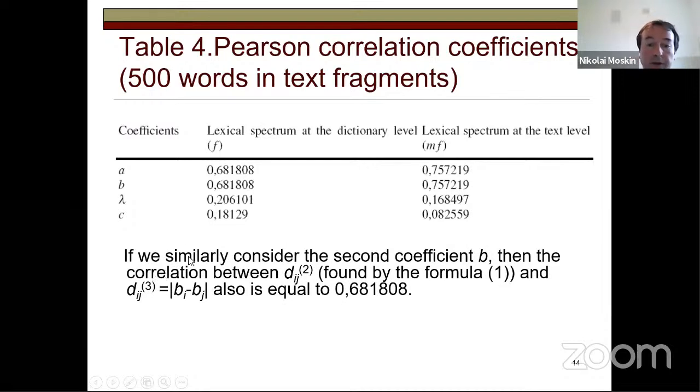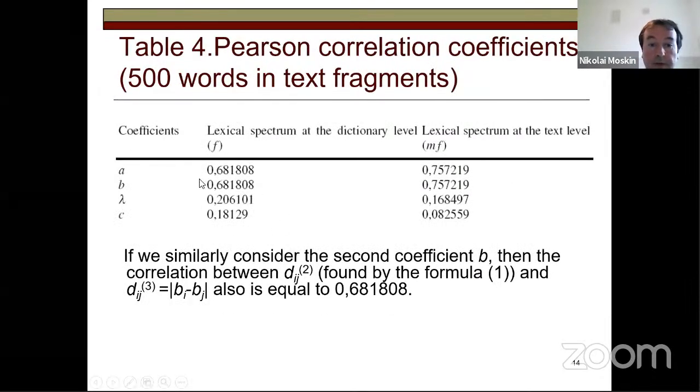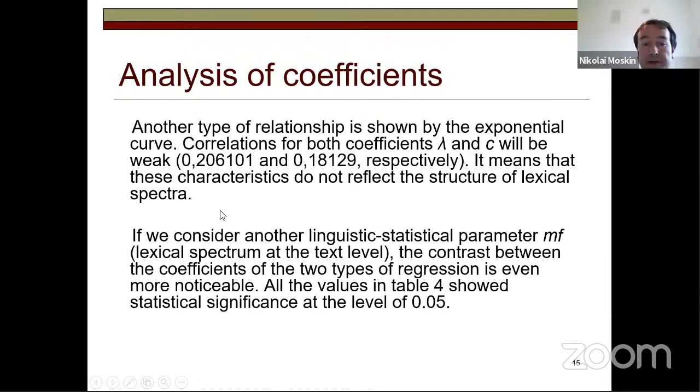If we similarly consider the second coefficient b, then the correlation between D2 and D3 is about 0.68. Another type of relationship is shown by the exponential curve. Correlations will be weak. You can see here that it is rather weak. It means that these characteristics don't reflect the structure of the lexical spectrum. If we consider another linguistic statistical parameter, MF, the lexical spectrum at the text level, the contrast between the coefficients of two types of regression is even more noticeable. All the values in table 4 showed statistical significance.